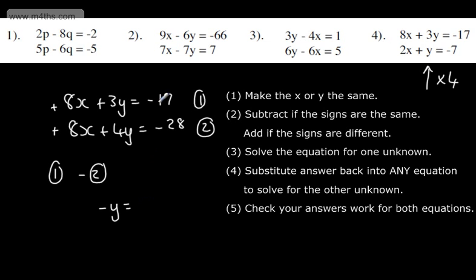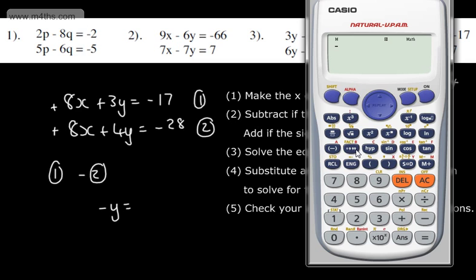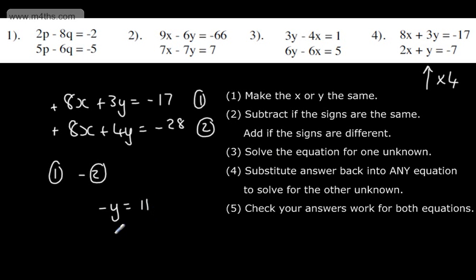And that's going to be 17 minus 28. If you're unsure, do it on a calculator. So if you're not happy, we've got now on here minus 17. Then we're going to have now minus 28. And we can see that will end up giving us 11. So minus y is equal to 11. So y must be equal to minus 11 if we divide both sides by minus 1.